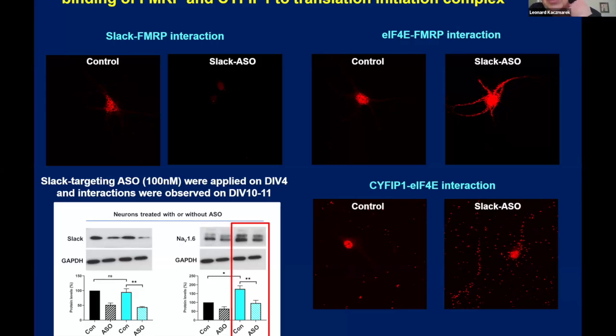So this gives us real hope that when you actually treat with agents, be they pharmacological agents that inhibit SLAC activity or antisense oligonucleotides that actually get rid of SLAC, you may be able to restore the balance of these regulators of translation away from the mutant channels back to the initiation complex. And hopefully that will help to improve the intellectual functioning, improve learning and memory. That's the big hope. And that's my final slide.